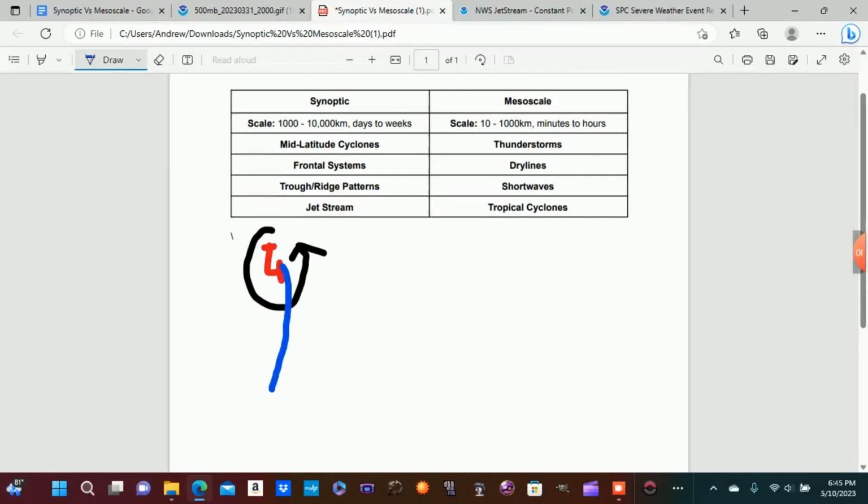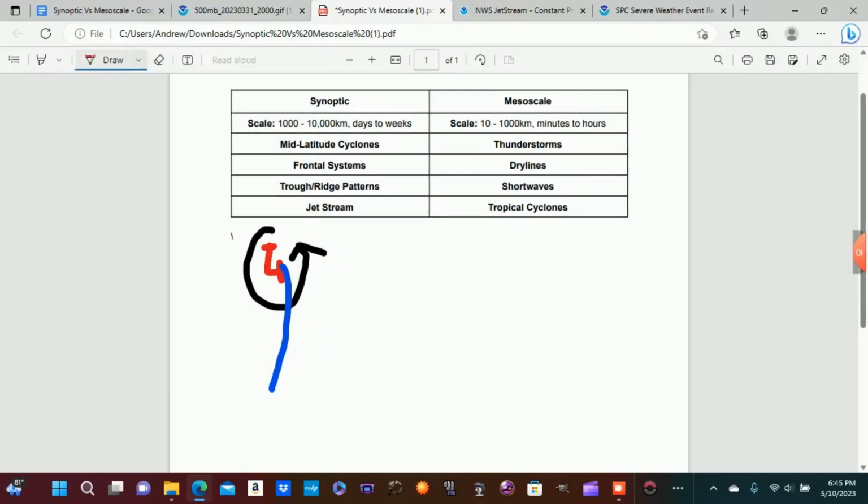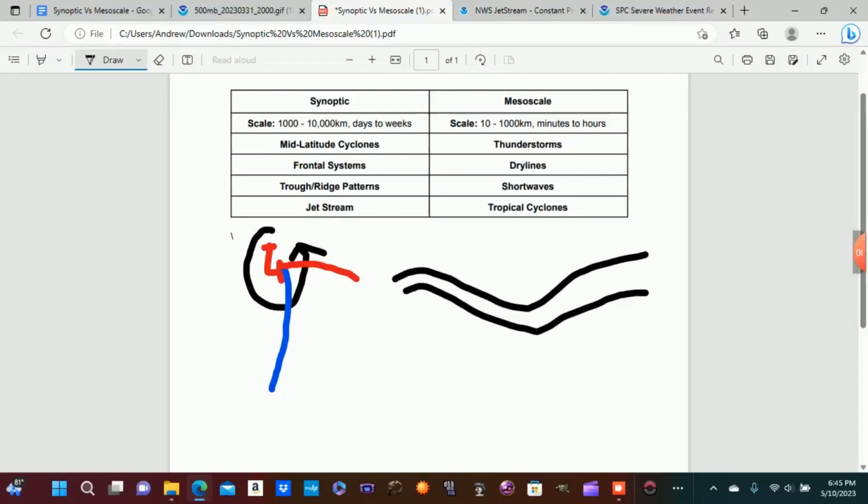So you have your cold front that extends down to the south, and your warm front. Let's put that in a different color. You also have your warm front here that extends out east of the low. And then you have your upper level wave pattern, which is your trough and ridge pattern, like this. That is on the synoptic scale. And then you have the jet stream that flows through your wave pattern. And so those are some examples of what we see on the synoptic scale.